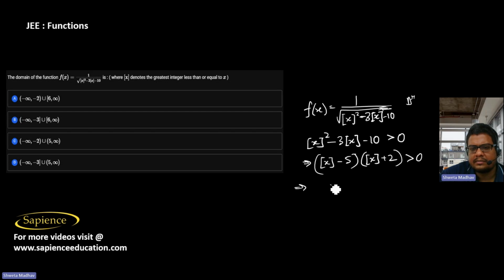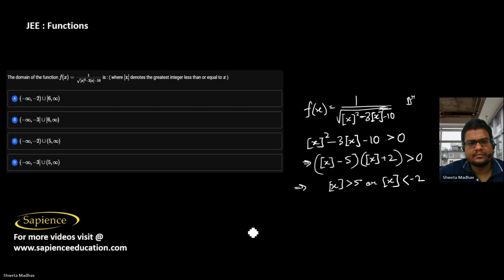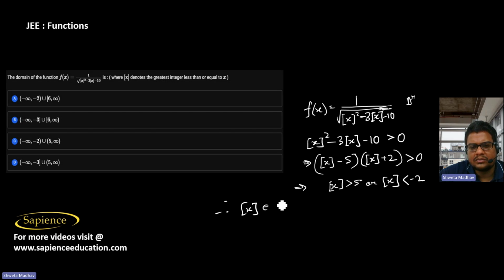So it means that [x] should be either greater than 5 or [x] should be less than minus 2. So therefore, [x] should belong to minus infinity to minus 2 union 5 to infinity. Now [x] is going from 5 to infinity, where 5 is not included. So it means that [x] should go from minus infinity to minus 2 union 6 to infinity.